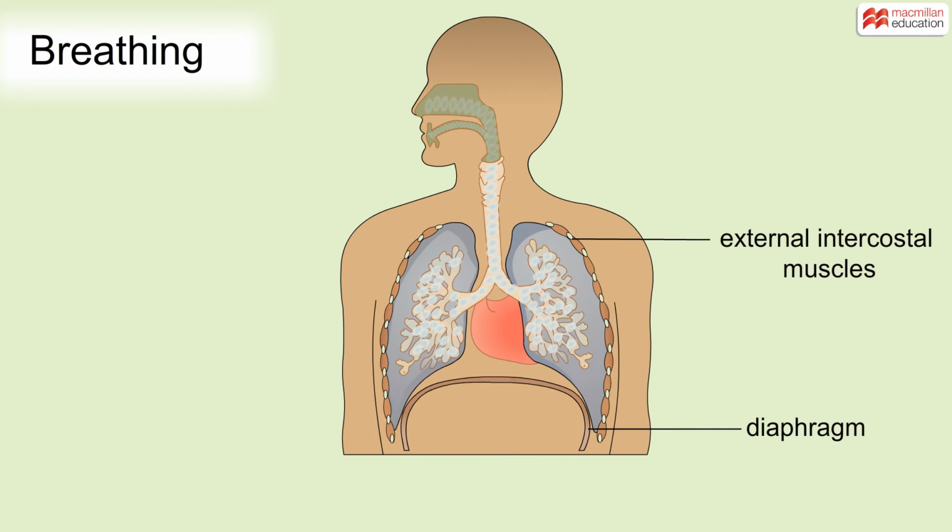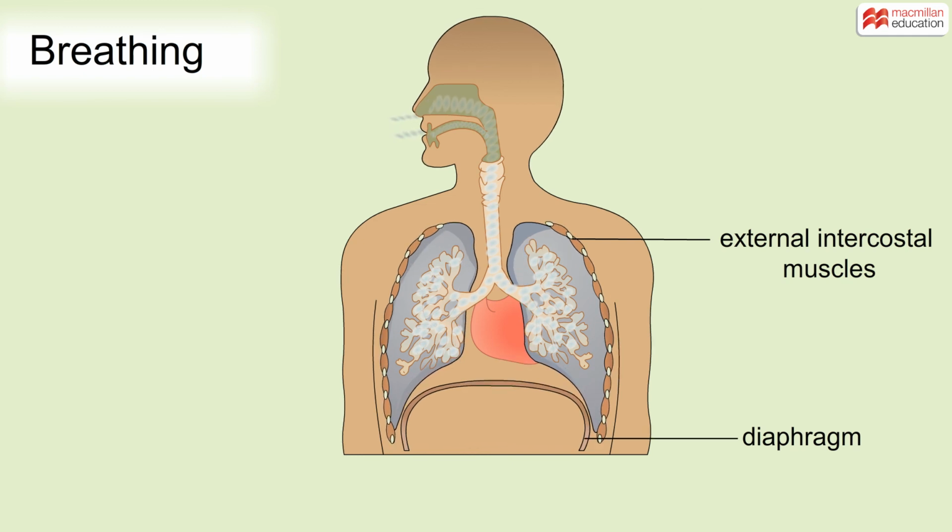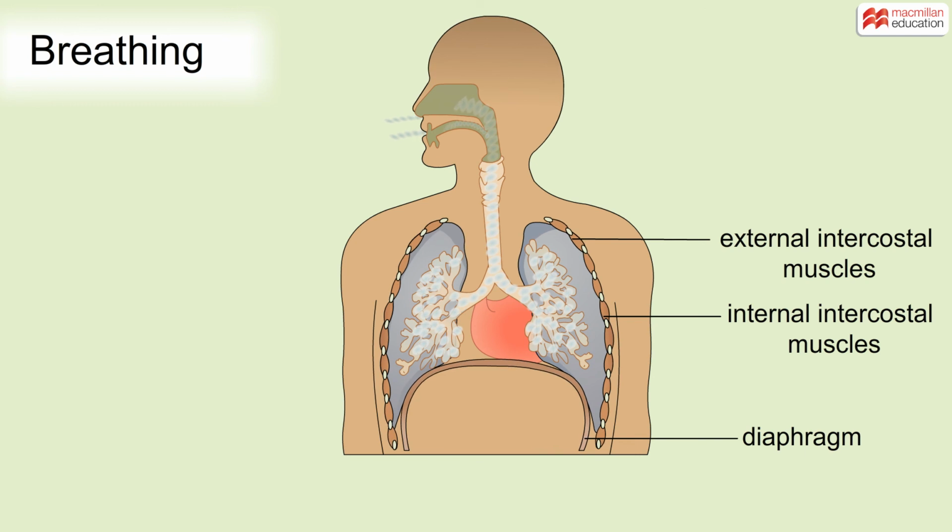During expiration, the external intercostal muscles relax. The diaphragm muscles also relax, and the rib cage returns to its former positions. This reduces the volume of the thorax and increases the pressure, thereby forcing the air out. Additionally, air can be forced out by the contractions of the internal intercostal muscles.